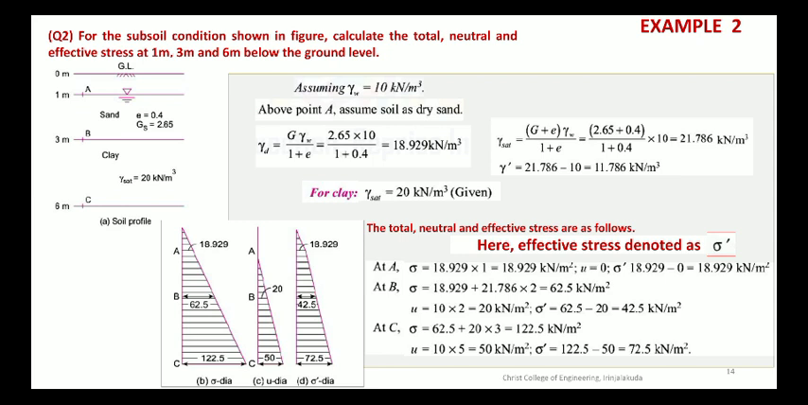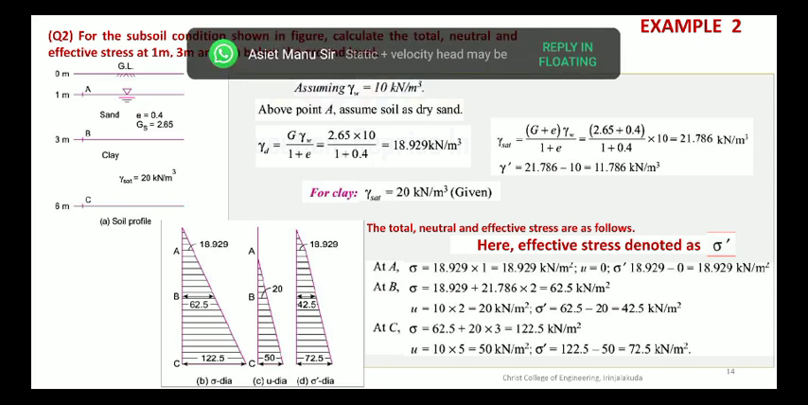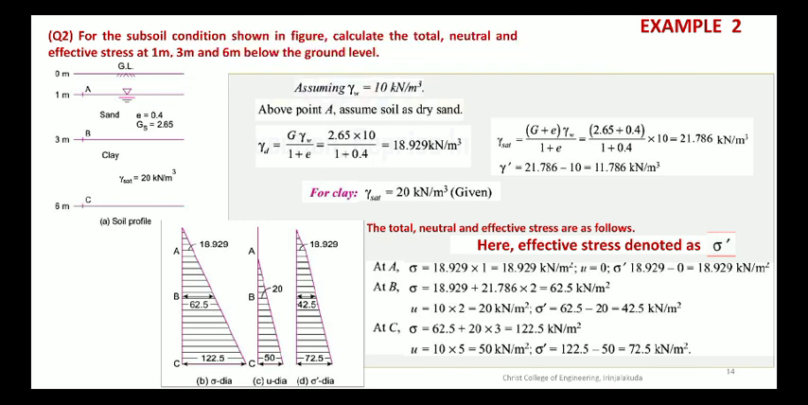So the sand below that will be saturated. It is saturated with water table. So you may not use this equation for gamma D. We have to find out what gamma saturated value is. That's all. So what is the formula for gamma saturated?